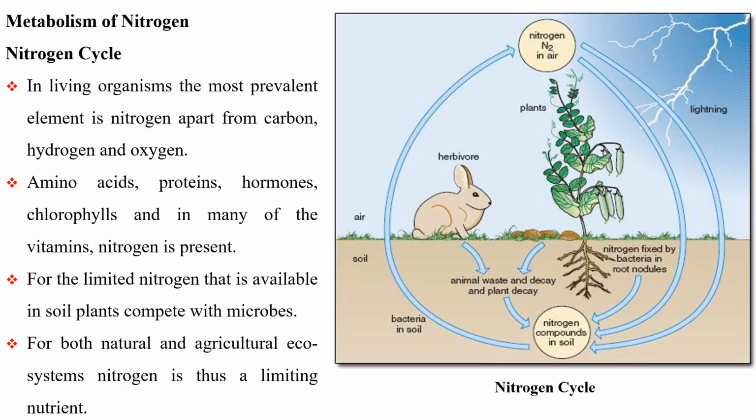Metabolism of nitrogen, nitrogen cycle. In living organisms, the most prevalent element apart from carbon, hydrogen, and oxygen is nitrogen. Nitrogen is present in amino acids, proteins, hormones, chlorophylls, and many of the vitamins. For the limited nitrogen that is available in soil, plants compete with microbes. For both natural and agricultural ecosystems, nitrogen is thus a limiting nutrient.